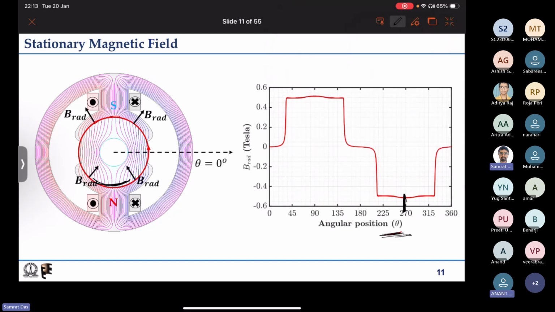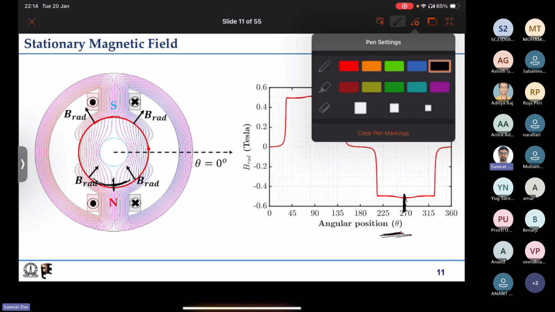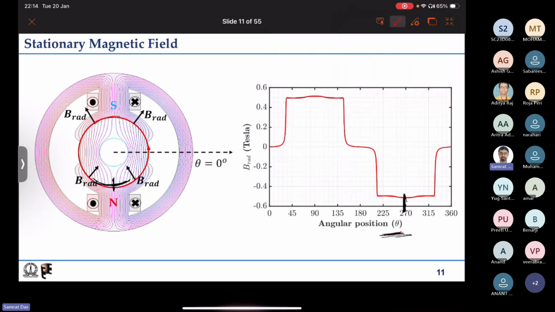So I just wanted to know, to plot this graph, do you have to change the rotor position, or change the current direction? No, nothing. I am injecting the same current. Here it is having dot current, here it is having cross current. Here it is having dot current, here it is having cross current.